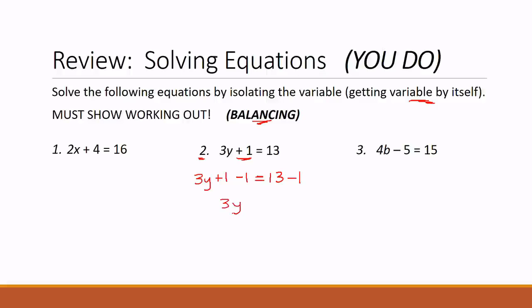3y plus 1, take away 1, just leaves me with 3y. And 13 take away 1 gives me 12. Now what I didn't say was that that 3y actually means 3 times y. And so now to get rid of that times 3, I need to do the opposite of multiplying by 3, which you should know is dividing by 3.